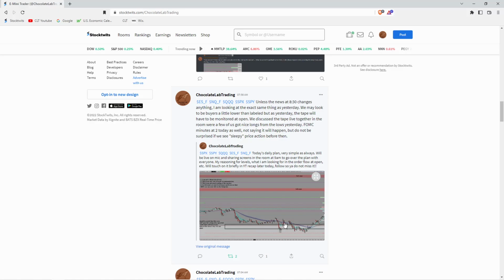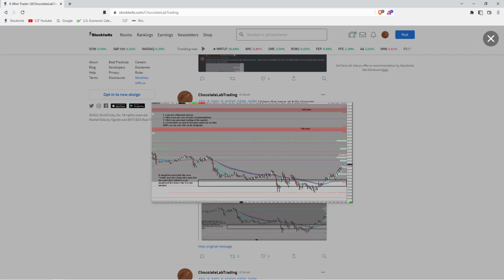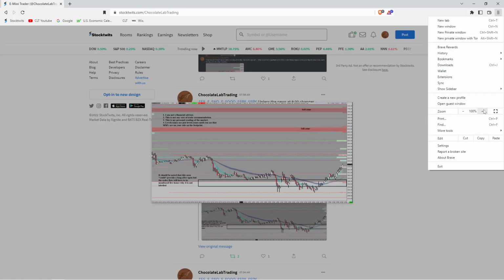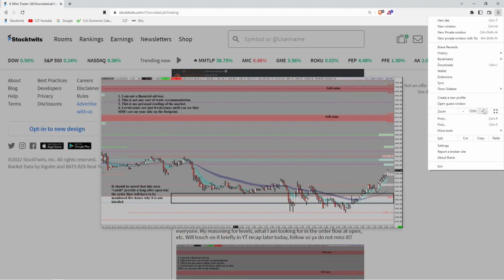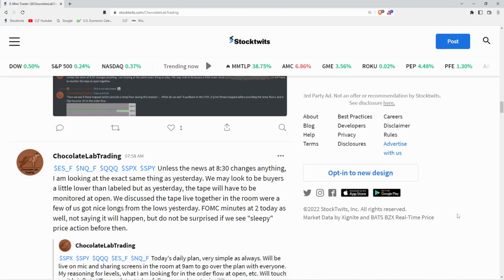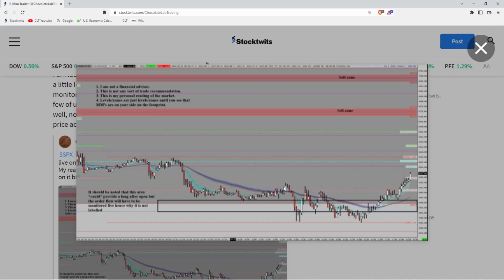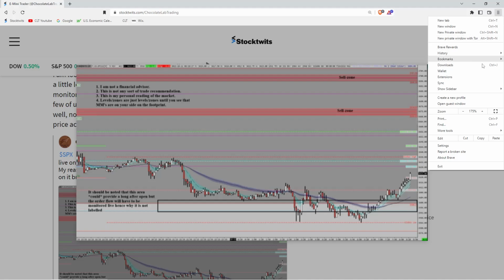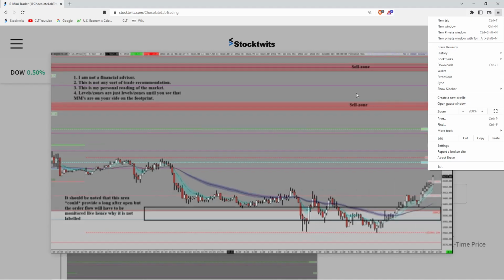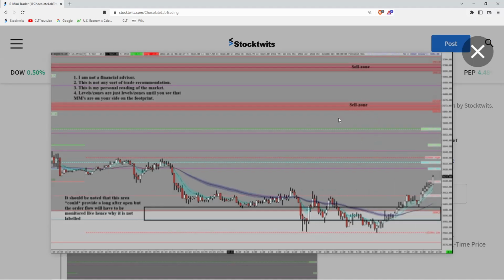This was the first time since I started posting on StockTwits that I was going to reuse the same daily plan over 2 different days. It's not something rare or anything. My reasoning for this was that we did not interact with the sell zones from yesterday's daily plan. We got this long here, so what we are seeing here is yesterday's daily plan.